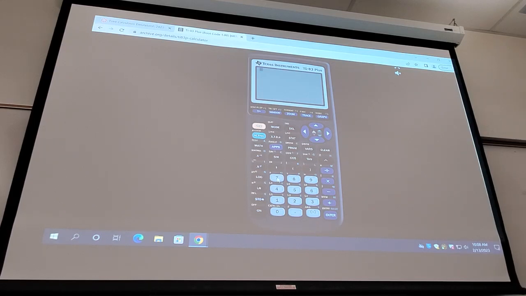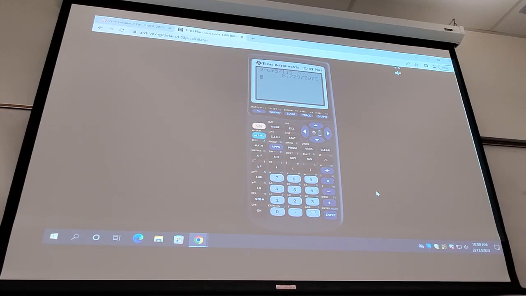Now, one bad thing about using this emulator is that the newer calculators have a lot more functionality to them. So here, if I do 9 minus 6 times 5 divided by 111, let's see what that is. Bam! Okay, right?